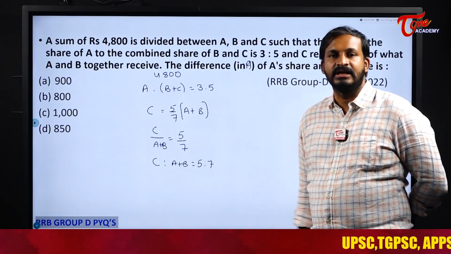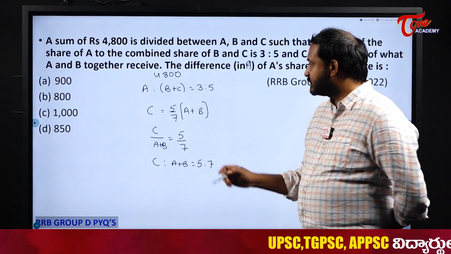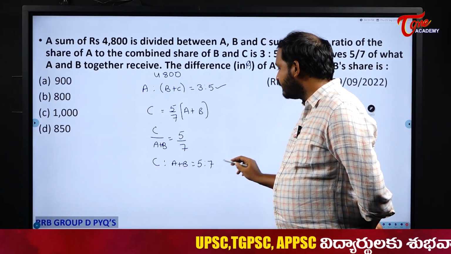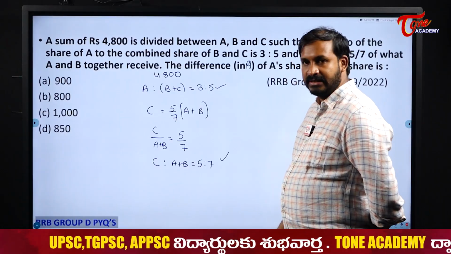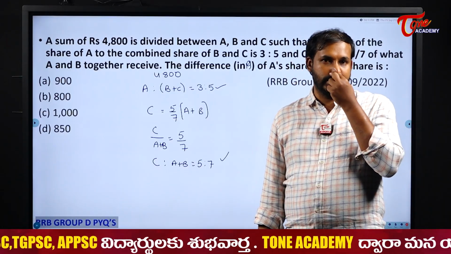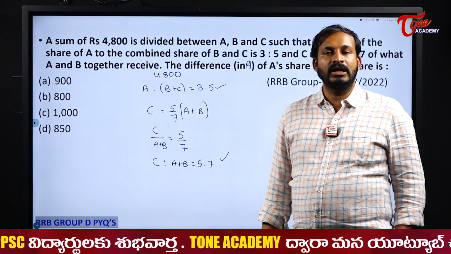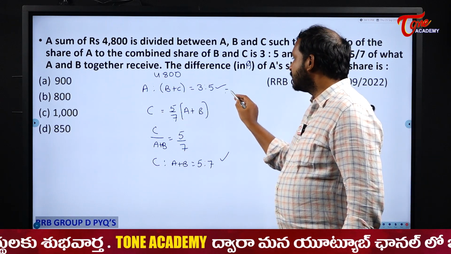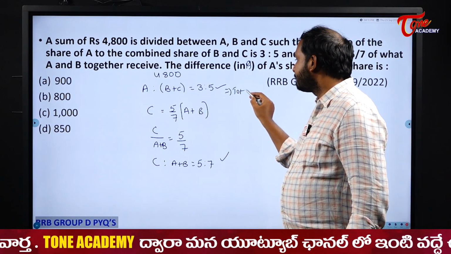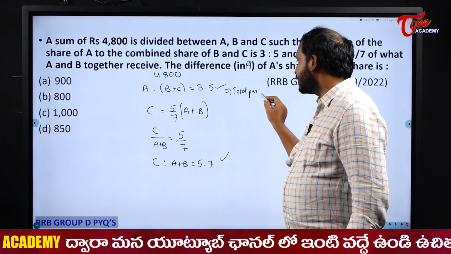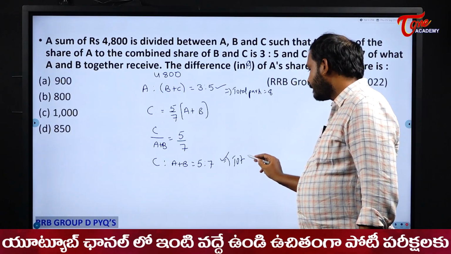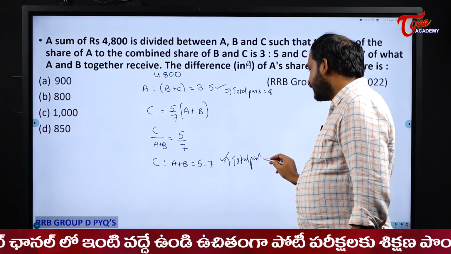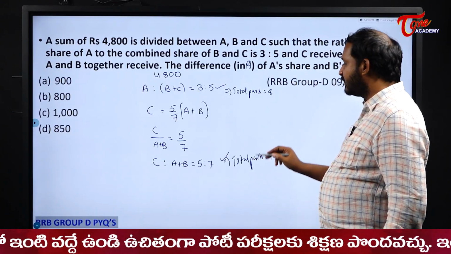See here, students, anyway here or here we are dividing the same money, 4800. So when the money is same, total parts should be equal. What is the total parts here? 8. What is the total parts here? 12. Now how can I equalize 8 and 12, students?